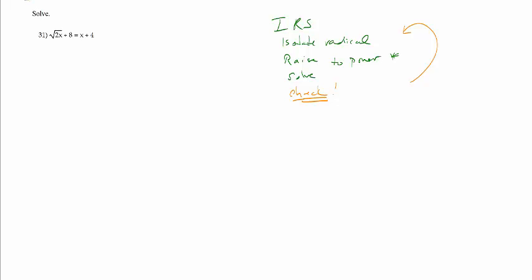Okay, so let's go ahead and tackle this one. I've got the square root of 2x on the left, so I'm going to leave it there. I'm going to move the 8 over. So I've got to isolate the radical. So the square root of 2x is equal to x minus 4.